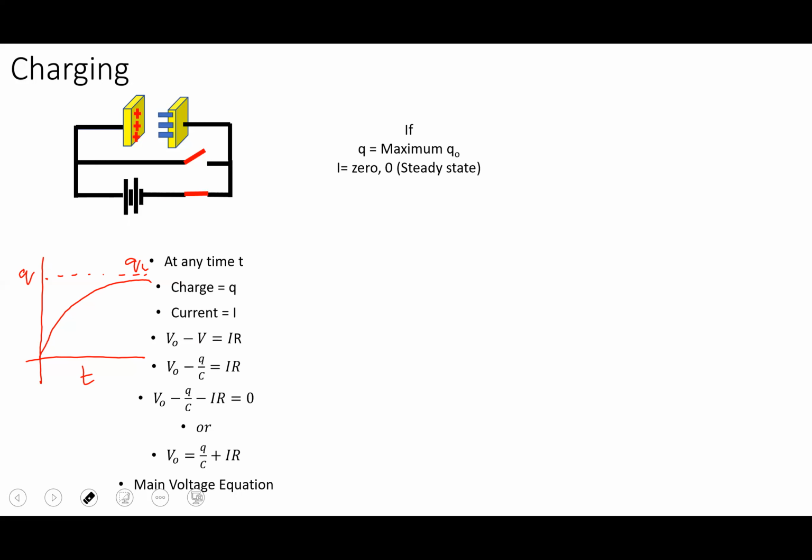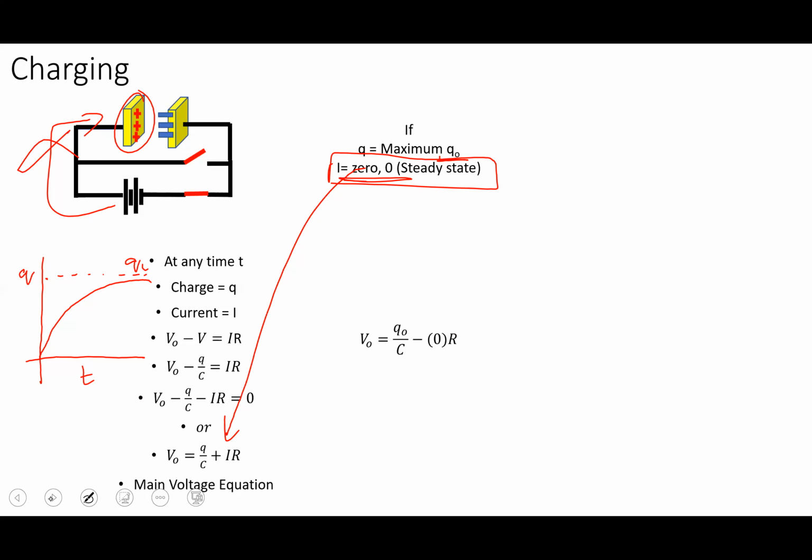Now in this case, we have to assume that after it reaches the maximum charge, which is Q0, no more current will flow through the circuit. That means the charge has already been developed. Why would it need more charge? The current won't flow, and as the current won't flow, the current will be equal to 0.